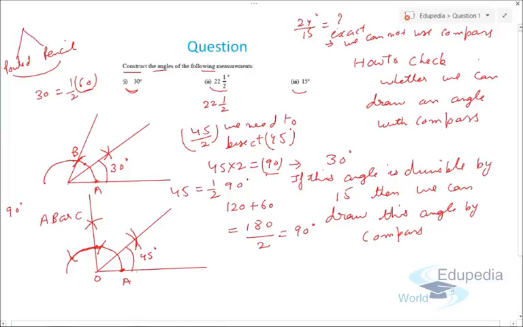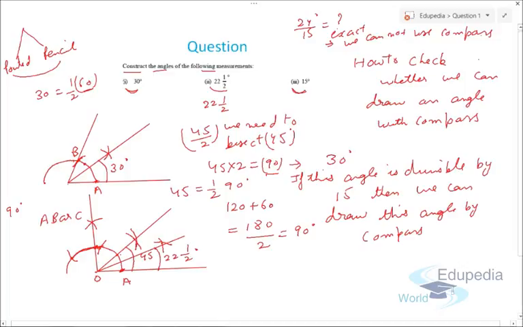So this means we need to bisect 45. So again we open from this point to this point compass and arc. Then again we mark one point like this from this point, and another point from this. So this becomes a point of intersection. So again we pass a line from this like this. So this angle now becomes 22.5 degree. So this is how we can draw 22.5 degree, right?